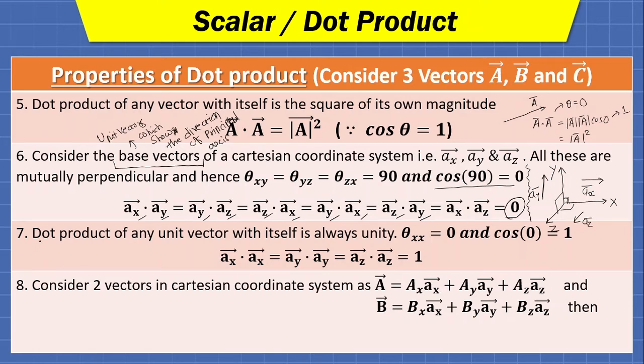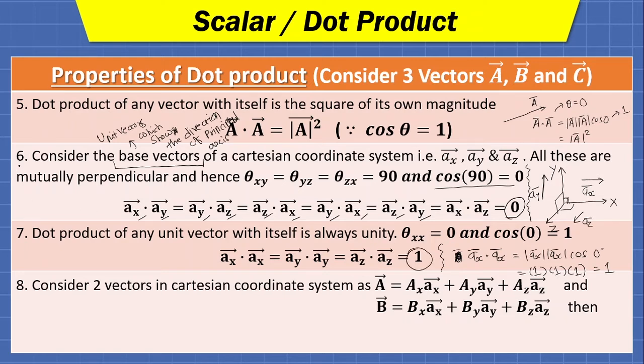Now seventh property states that dot product of any unit vector with itself is always unity. It is also very easy to derive. If we are performing a dot product of any unit vector with itself, then its magnitude will be always 1 and angle between x direction and x direction will be 0. So cos 0 degree. Here this magnitude will be 1 as ax is unit vector. So 1 into cos 0 again 1 will result into unity.